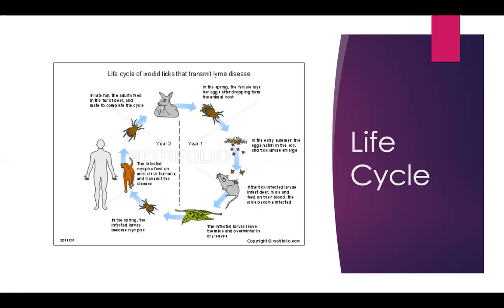That's why in the late summer and spring time is when they're most active. In the spring, these infected larvae become nymphs, and these are the ones that will feed on animals or humans, and that's how you get transmitted the disease. In the fall, these adults feed on the fur of the deer and mate to complete the cycle. So this is a simple cycle of a tick.